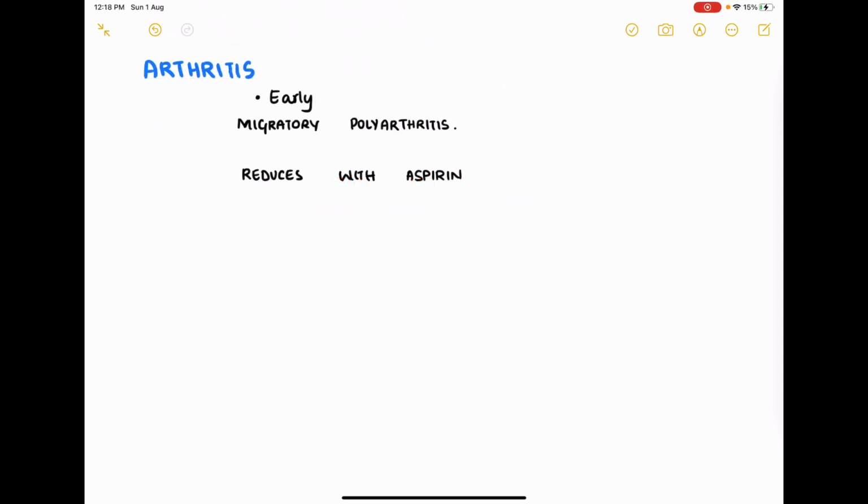Talking about arthritis, it is one of the earliest manifestations in rheumatic fever. And this is migratory polyarthritis. That is, the patient has pain or arthritis in multiple joints, one after the other. And this arthritis characteristically reduces with aspirin.